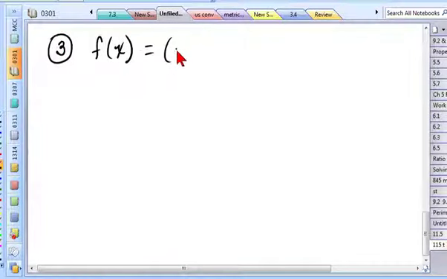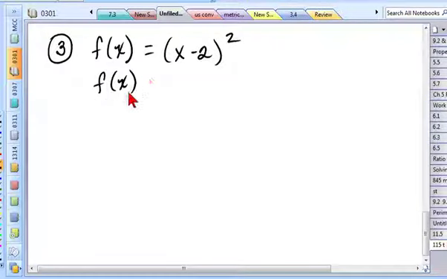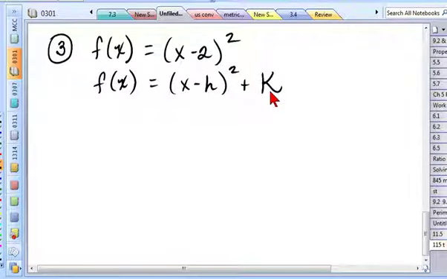Number 3. I have x minus 2 quantity squared. All right, once again, this is standard form. Standard form is f of x is equal to x minus h quantity squared plus k. I can see h, and I don't seem to have anything there to go with k, which means it must have been plus, you guessed it, 0.